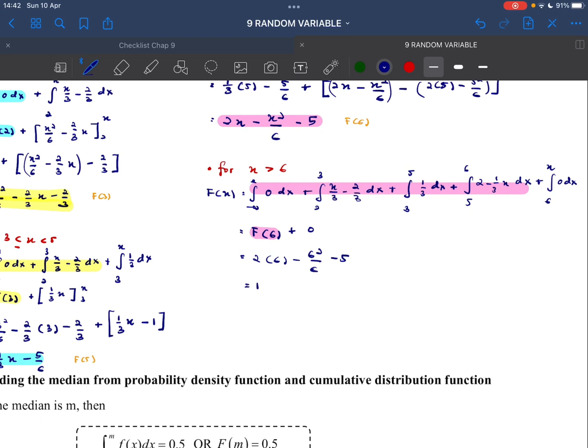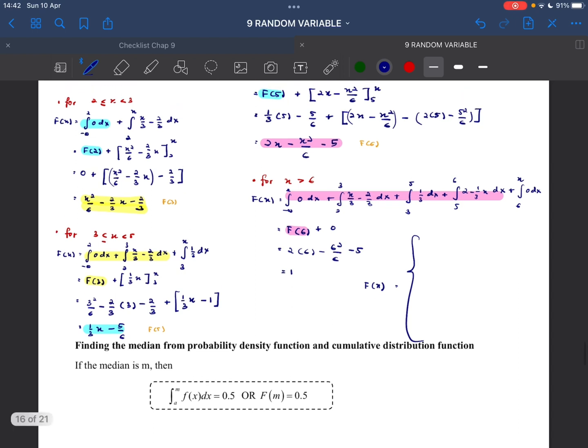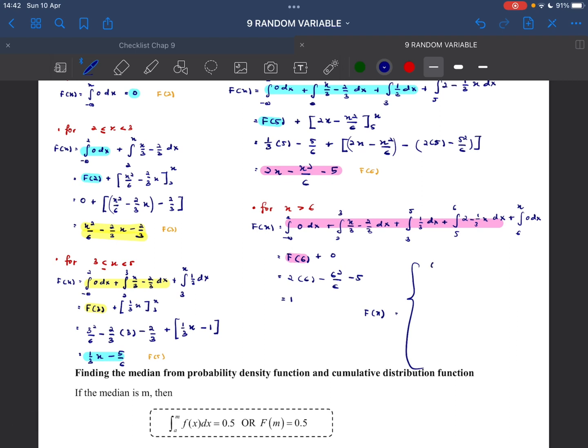Okay, and that's our cumulative distribution function. Don't forget to write it as a piecewise function. Just put everything that we have. The first one, we have 0. Second function, we have x squared over 6 minus 2 over 3x minus 2 over 3. The third function, we have 1 over 3x minus 5 over 6. The fourth function, we have 2x minus x squared over 6 minus 5. And the last one, we have 1. Okay, it has to be 1.